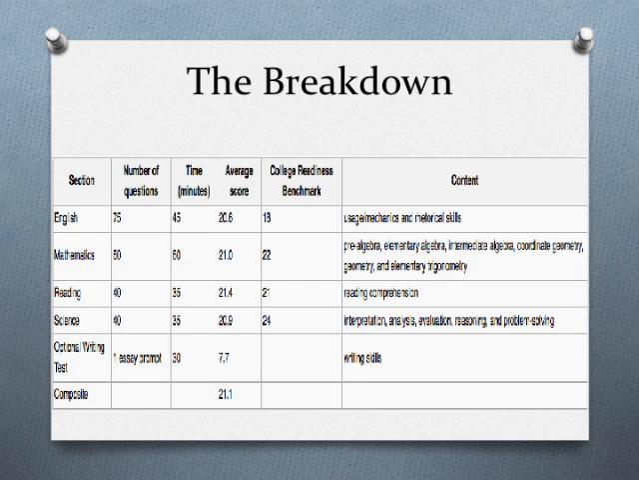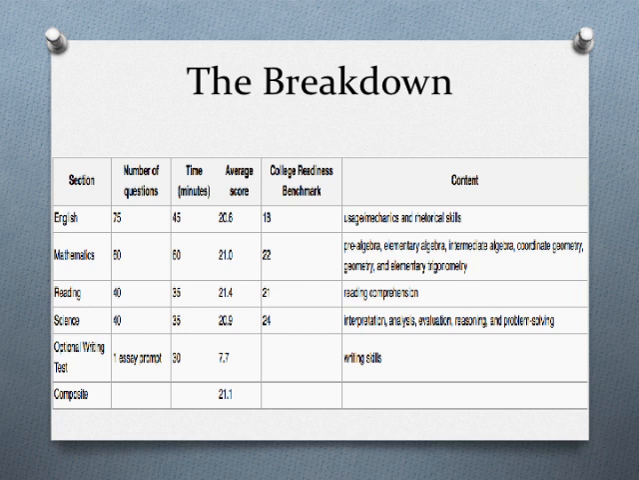Here's a visual way to view the breakdown of the ACT scores and subscores. For English, there's 75 questions for 45 minutes. The average score is about 20.6, and the college readiness benchmark is 18 points. This tests usage and mechanics of rhetorical skills.